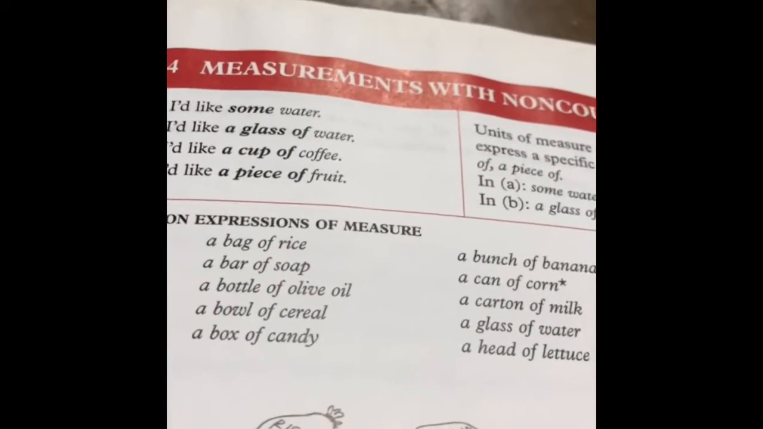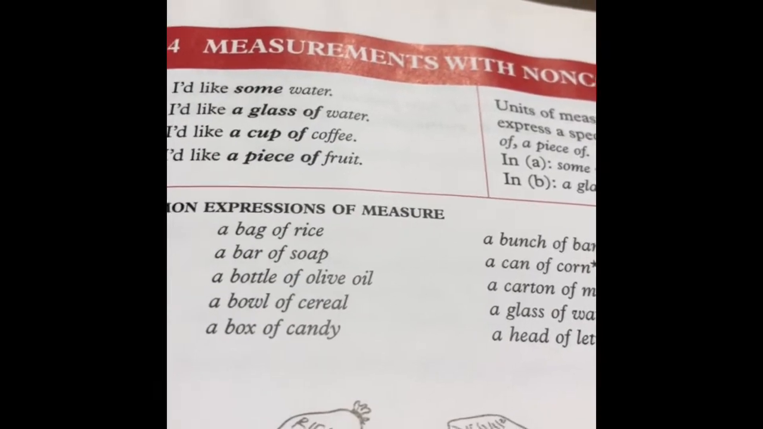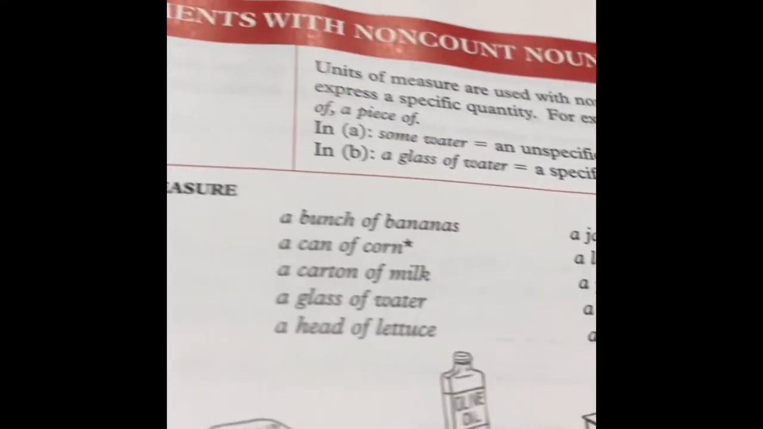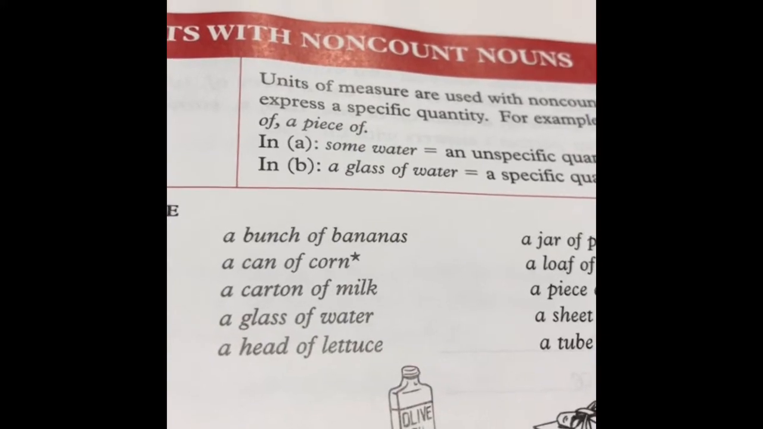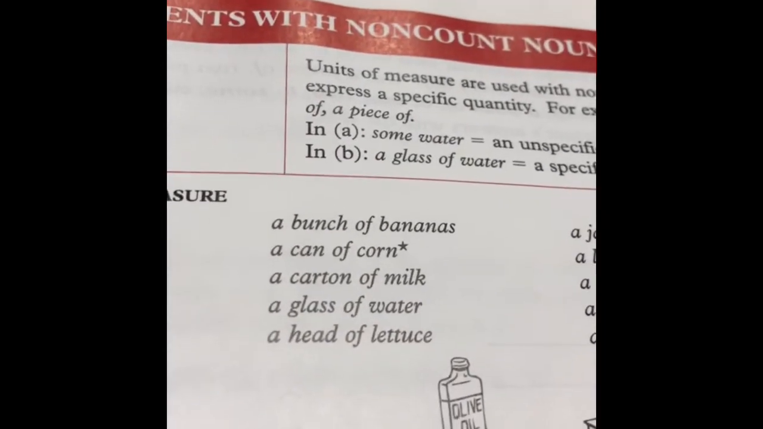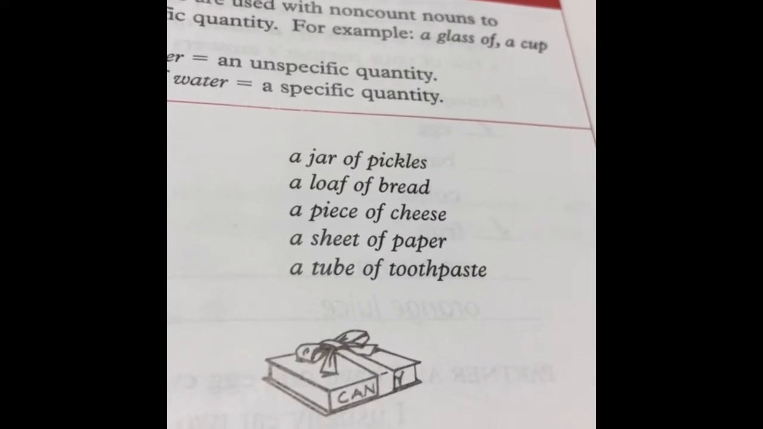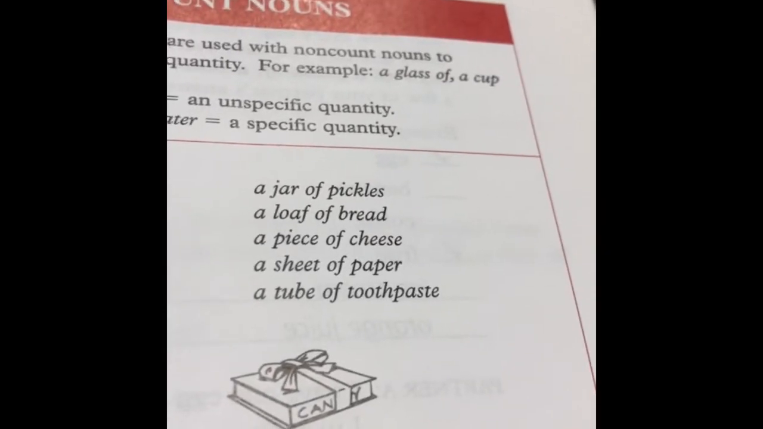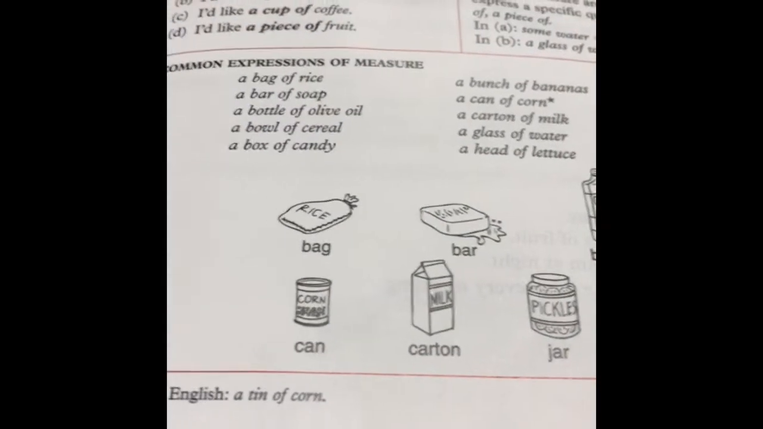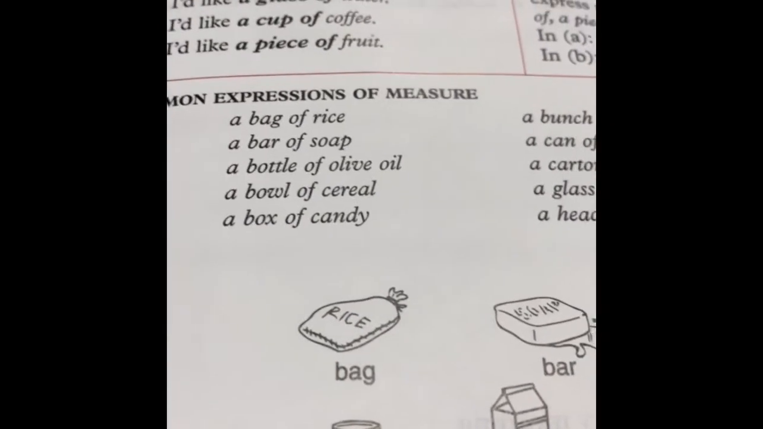مثلا بقول أنا a bag of rice, a bar of soap, a bottle of olive oil, a bowl of cereal, a box of candy, a bunch of bananas, a can of corn, a carton of milk, a glass of water, a head of lettuce, a jar of pickles, a loaf of bread, a piece of cheese, a sheet of paper, a tube of toothpaste. كثير مهم إنه نحفظ هدول الكلمات المرتبطين بالقياس أو الكوانتيتي.